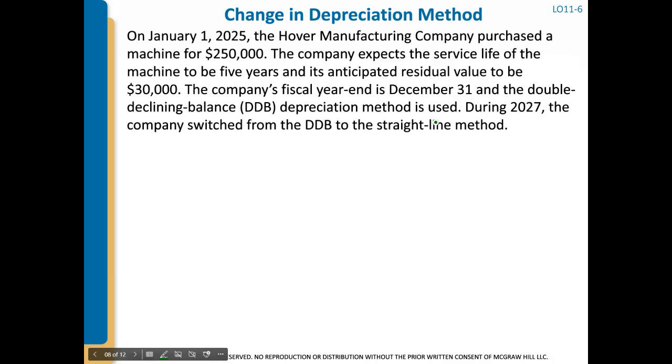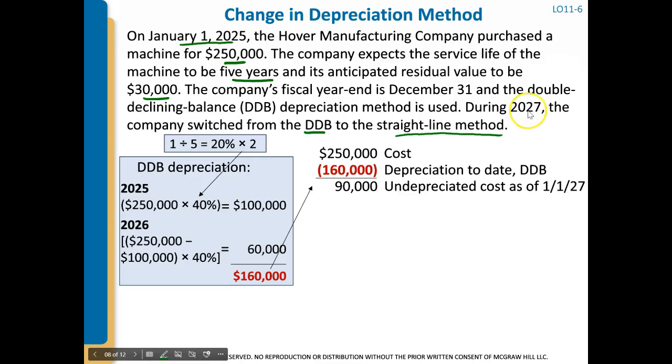Let's take an example. On January 1, 2025, the Hover Manufacturing Company purchased a machine for $250,000. That's our cost. The company expects the service life of the machine to be 5 years, and its anticipated residual value is $30,000. The company's fiscal year end is December 31st, and the double declining depreciation method is used. During 2027, the company switched from the double declining method to the straight line method. So in 2025 and 2026, they were using the double declining method before they switched to straight line.